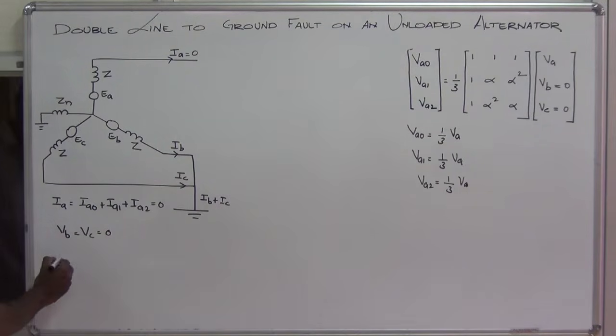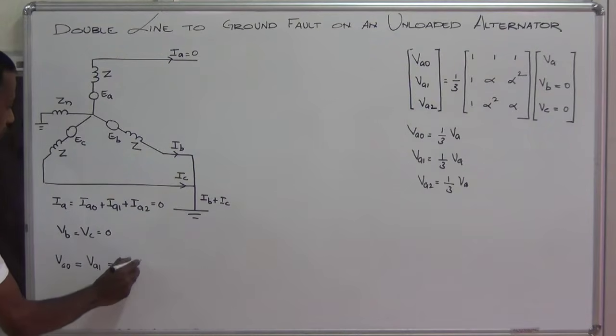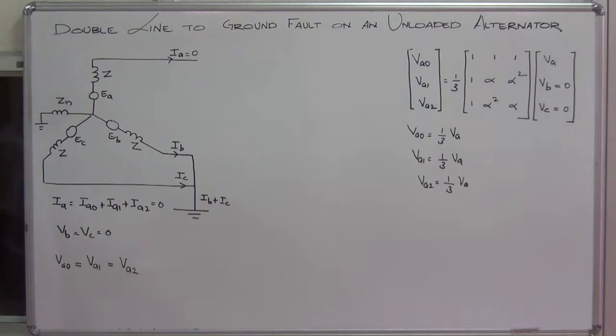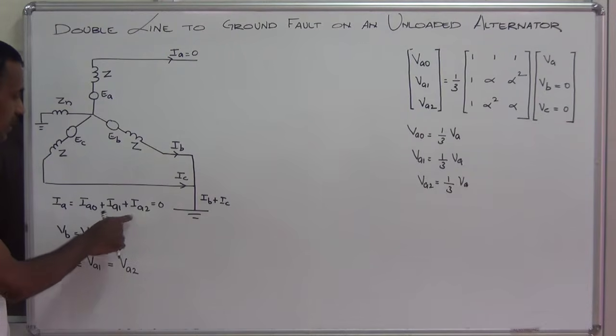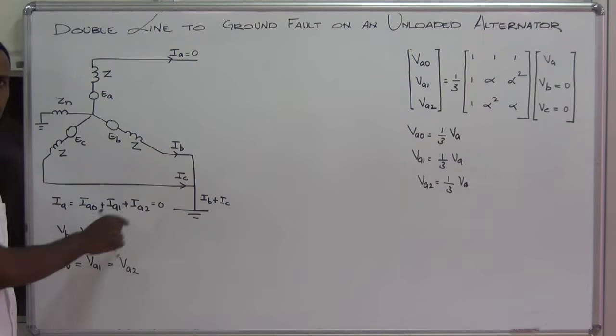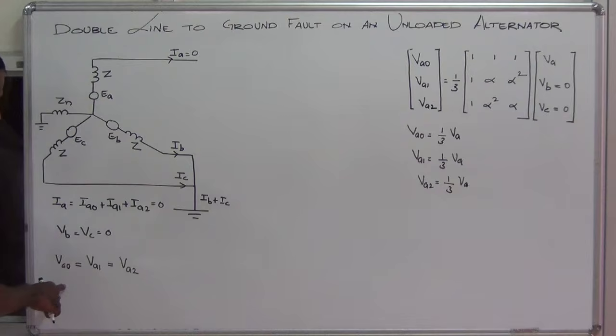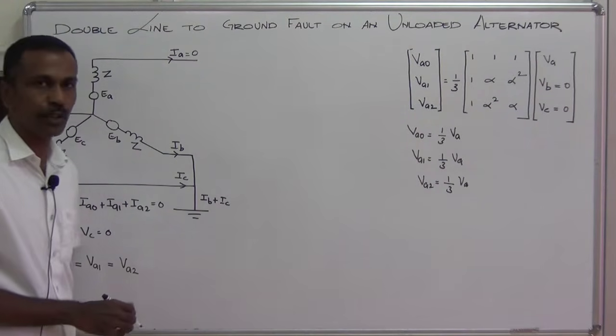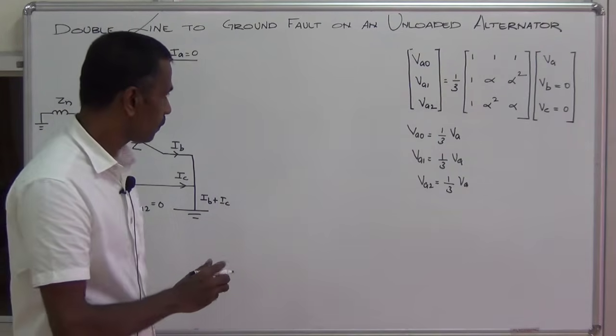Let me write the voltages here. VA0 equals VA1 equals VA2. Now the three sequence currents, the sum of the currents equals 0 and the three sequence voltages are equal. So the three sequence networks should be connected in parallel.